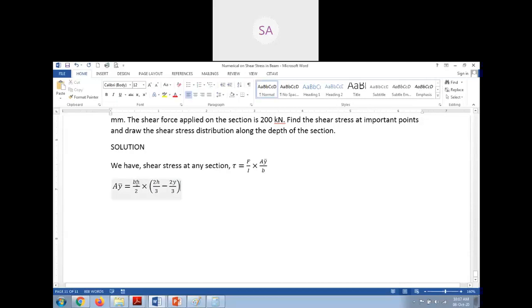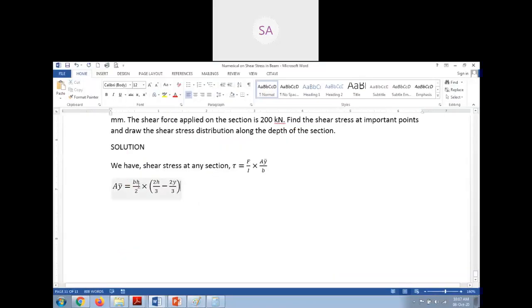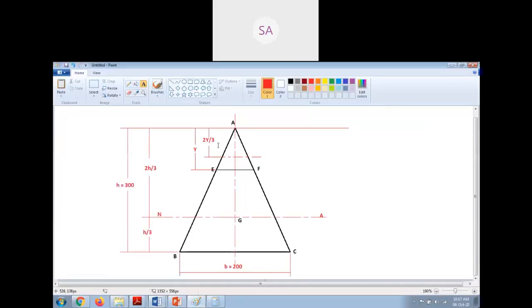Now this B is actually this base, right? EF. So I'll just put this as EF into height.